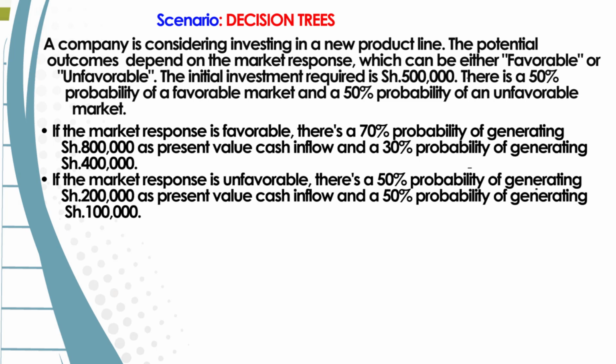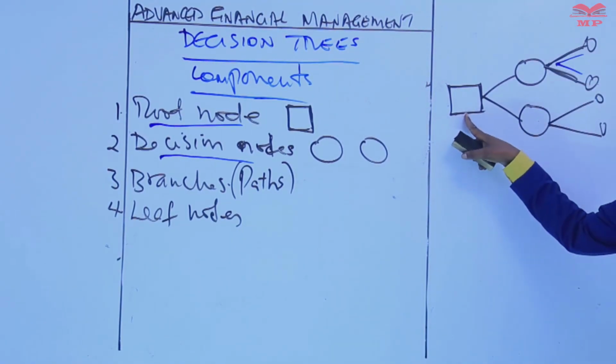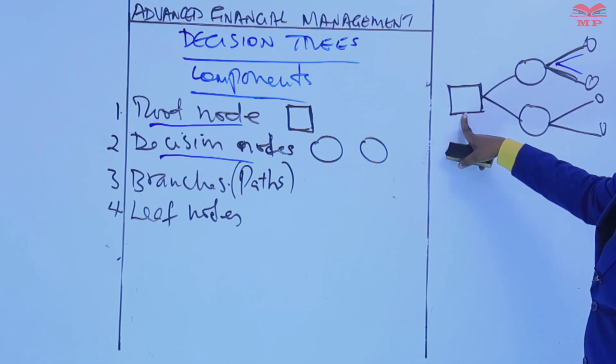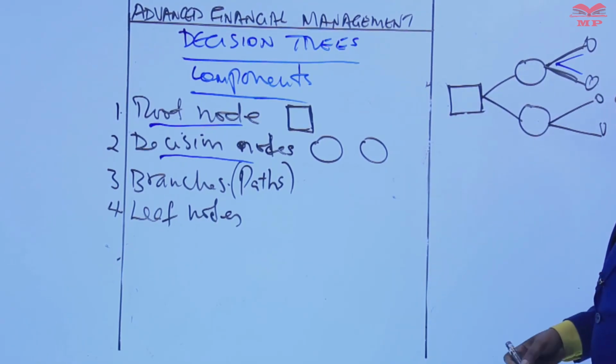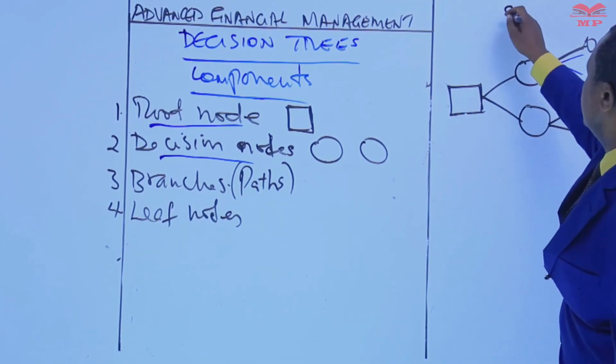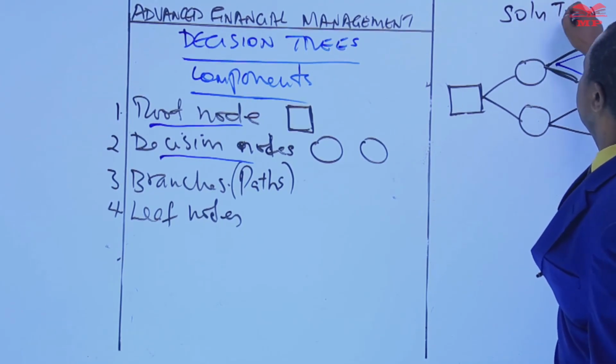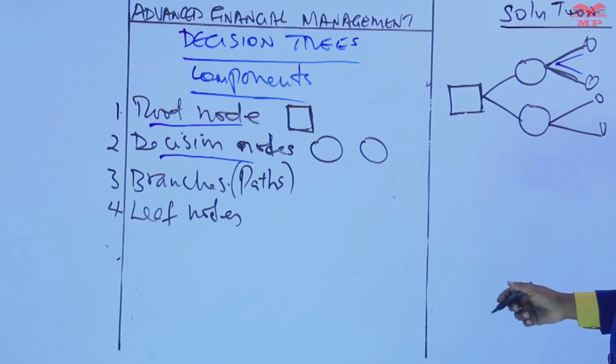So, what is the root node? The root node. It begins here. You draw the root. Solution to the problem using decision tree.